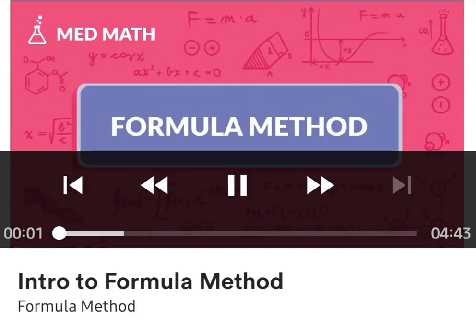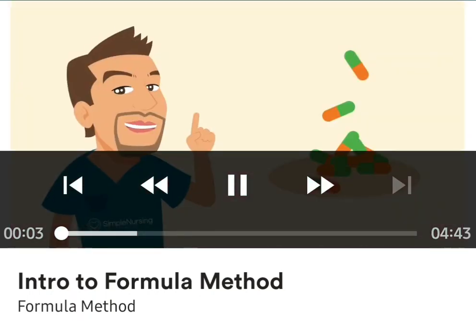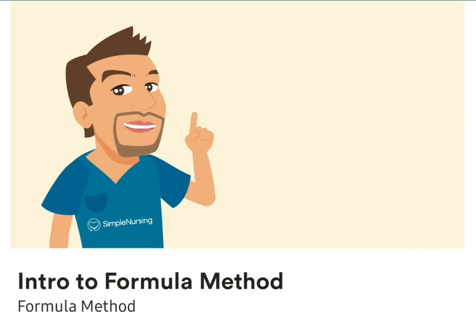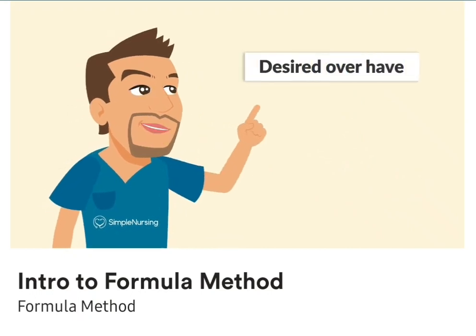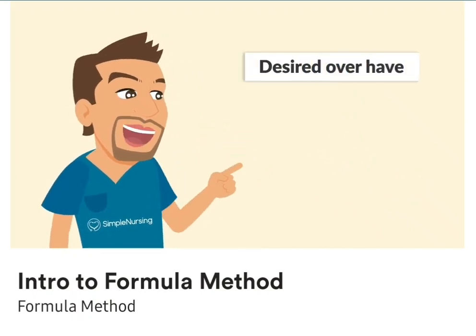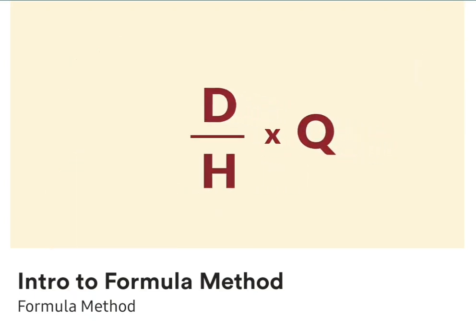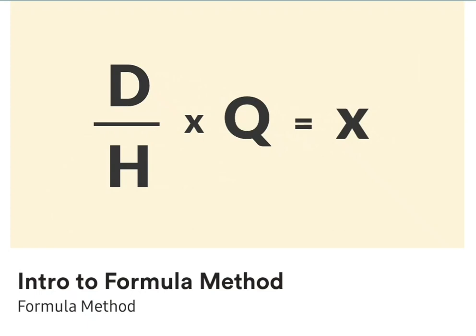All right, now for the dosage calc formula method. As you know, formulas can be used for some dosage calc questions. The most popular formula method is referring to the desired over have, or basically D over H times Q, the quantity. So this formula, as mentioned before, looks like this. D over H times Q equals our desired amount here.